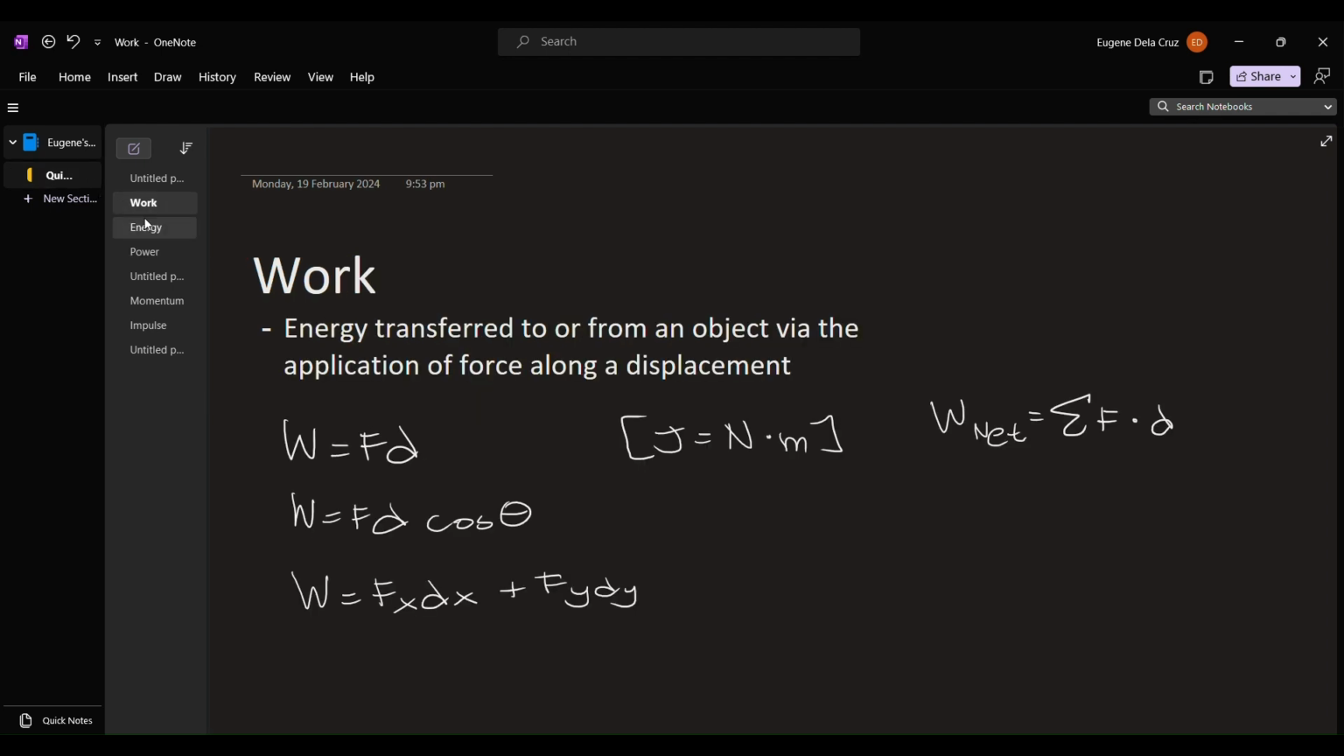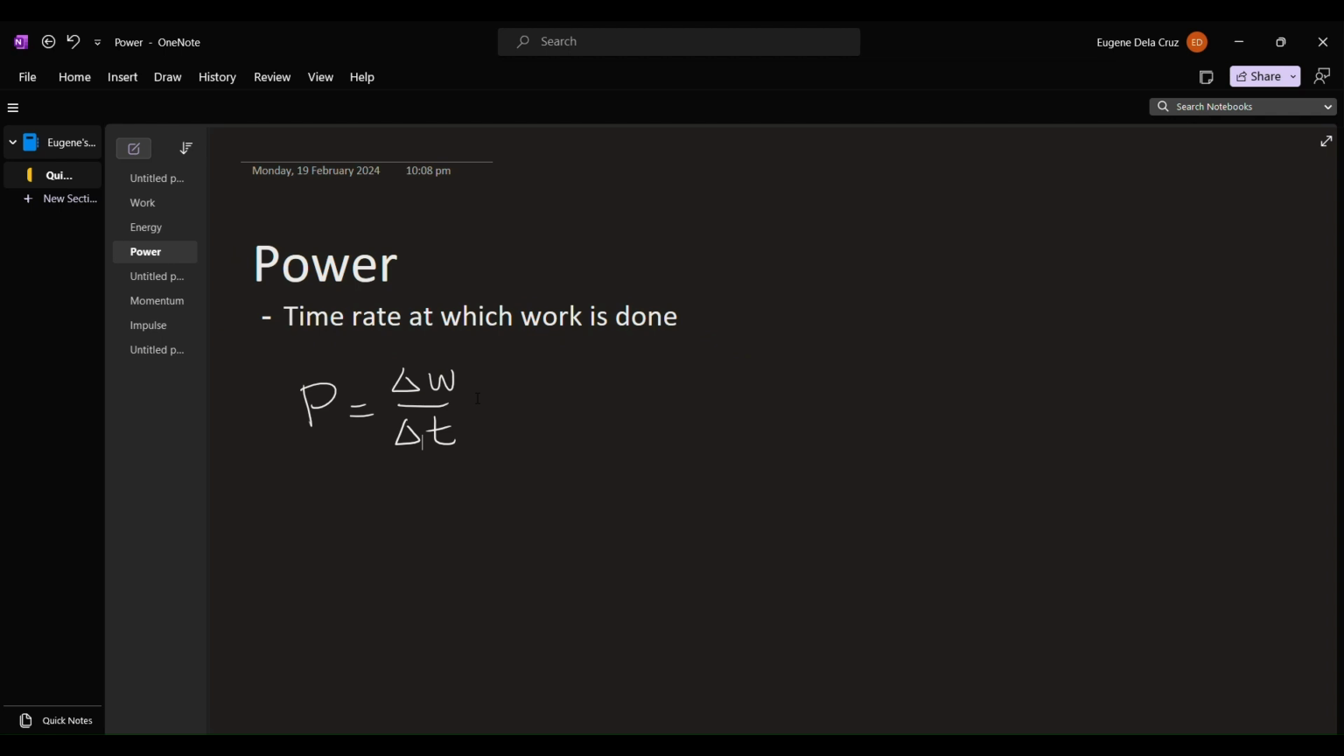So we defined earlier that work is equal to force times displacement. So we can substitute W equals F times D. So power is equal to F times D over T. And we know that displacement over time is also equal to velocity. So we can write this as force times velocity.